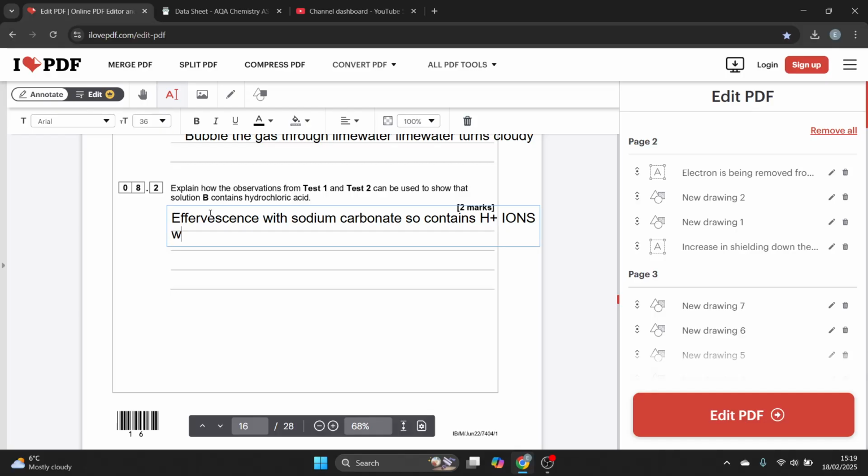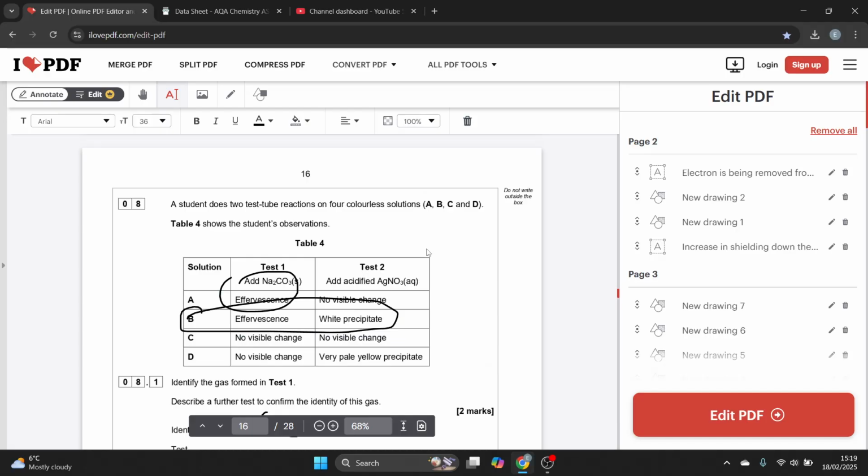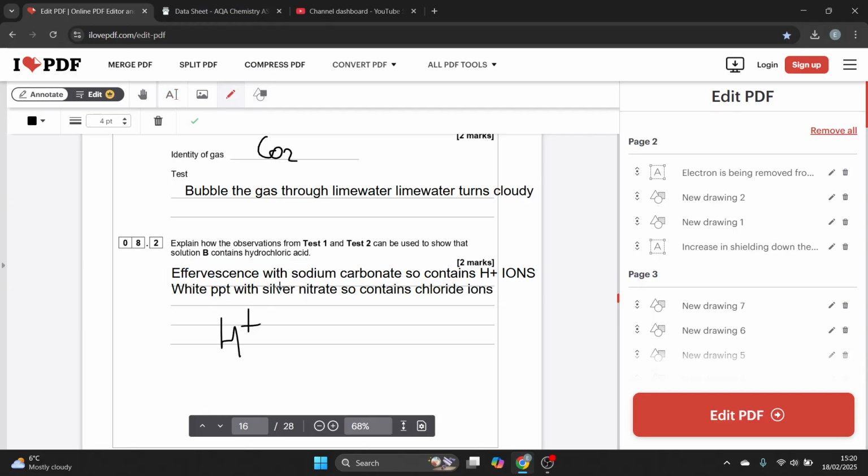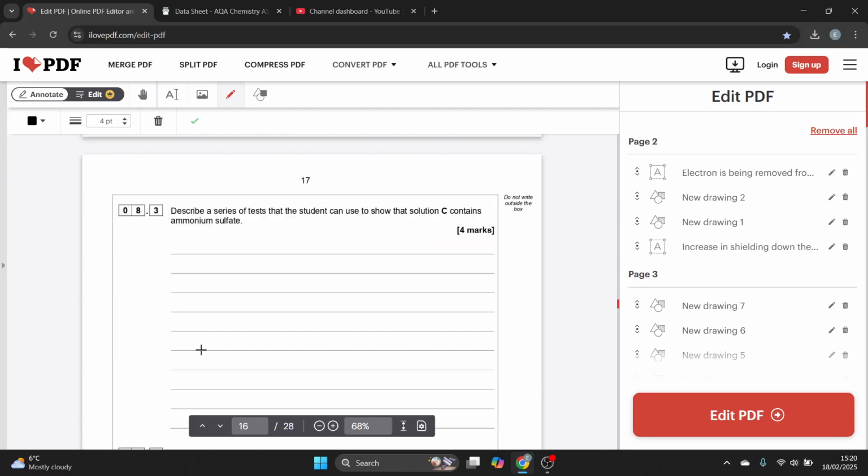But I'd say that, and then white precipitate with silver nitrate, in the table, white precipitate with acidified silver nitrate. That tells me it contains chloride ions, and therefore, if you've got H plus ions because you've got effervescence with sodium carbonate, and then you've got chloride ions because you've got white precipitate with silver nitrate, therefore it contains HCl.